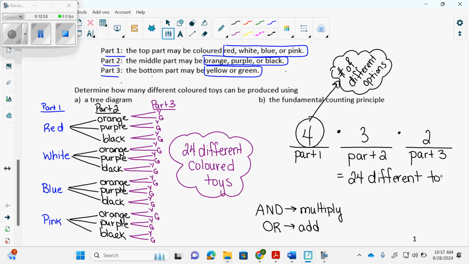Why did I do the tree diagram? To prove that the fundamental counting principle works and not that you guys are just completely trusting me. She knows trust, she asked why. Why does that work? Okay? Make sense? And we'll flip over.